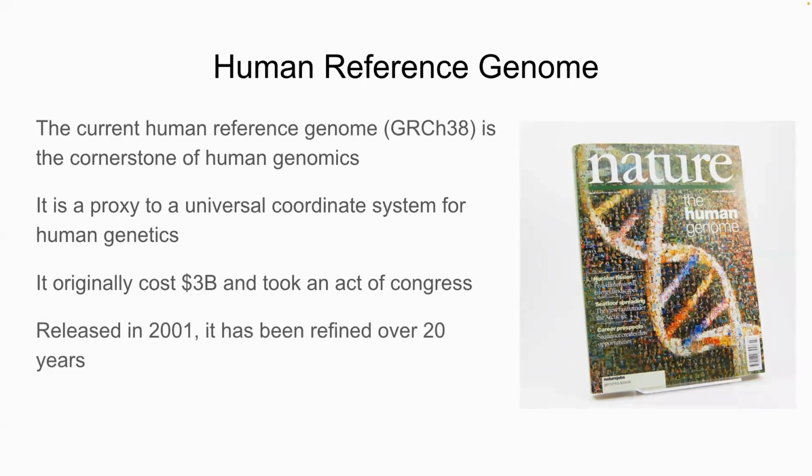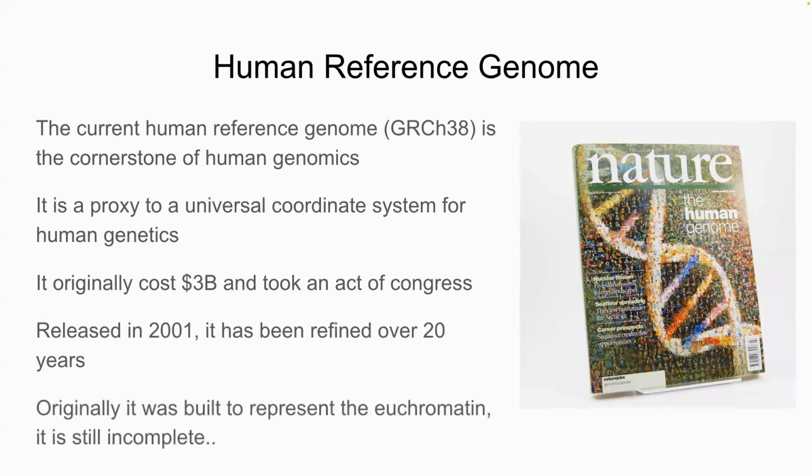And yes, it's been 20 years since it was released, but it's still actually incomplete in that it was built originally to represent the euchromatic portions of the genome, so around about 90% of the genome, right? And those other bits, right, even in today's reference, even in GRCh38, are largely missing, incomplete, simulated, right? So in some senses, even in that current reference today, we don't have a complete picture of what just one haploid human genome looks like.